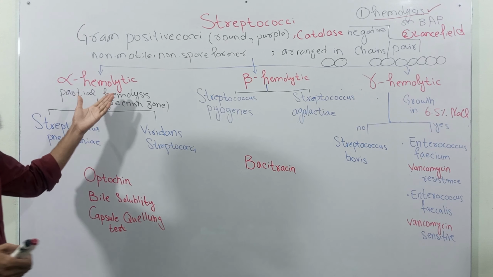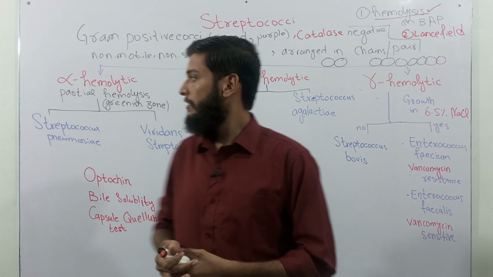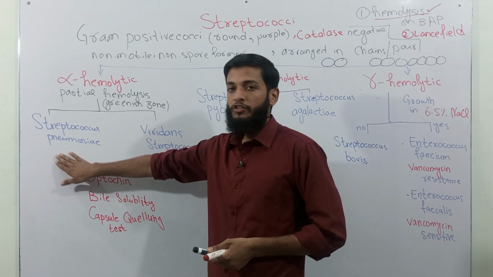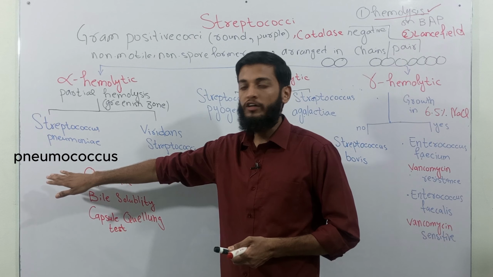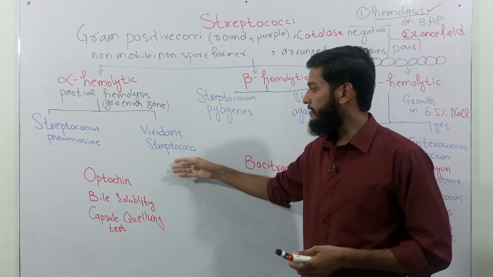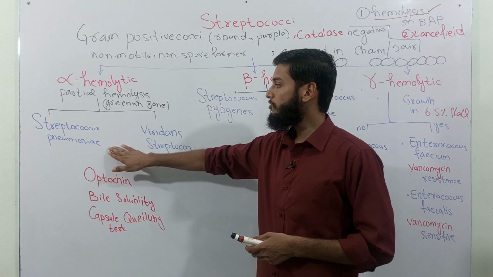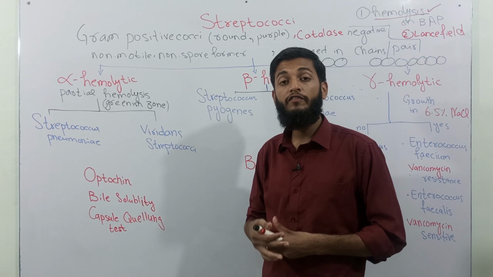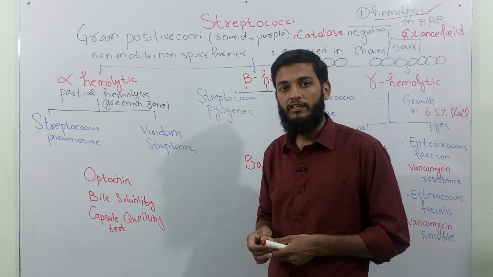These alpha-hemolytic Streptococci are further classified into two groups: Streptococcus pneumoniae, which is also known as pneumococcus, and the second group is Viridans streptococci. This is a group of bacteria that is present in our oral cavity. These two bacteria are differentiated from one another on the basis of certain characteristics.